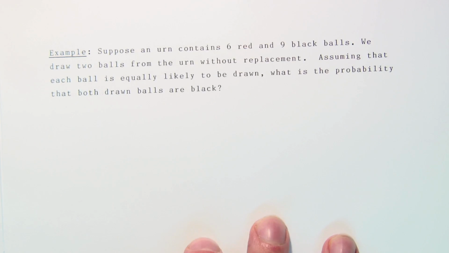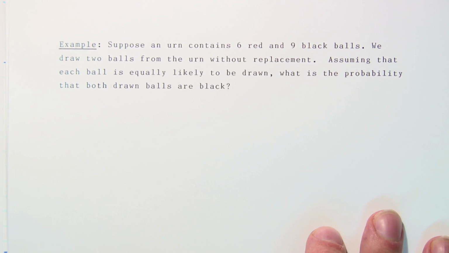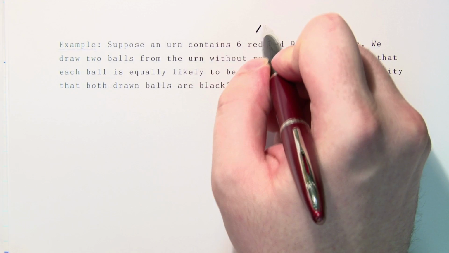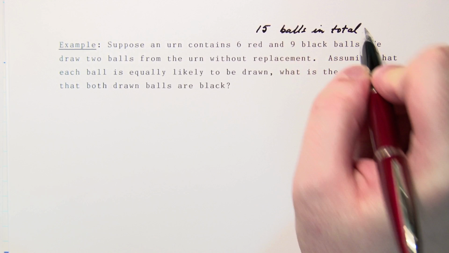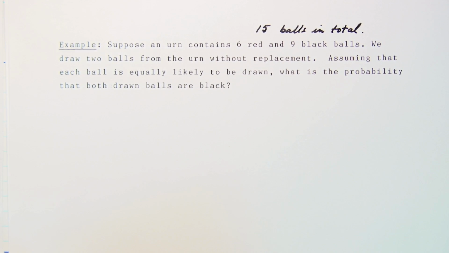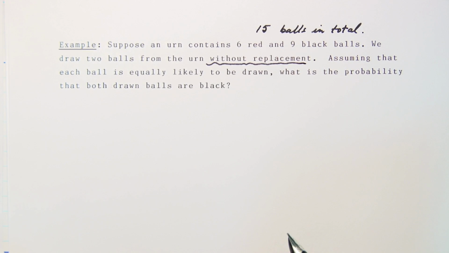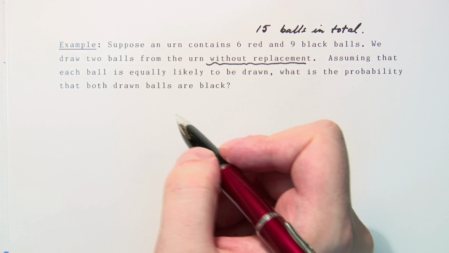Okay, so here's another question using conditional probability as well. So now this time I have an urn. It contains 6 red and 9 black balls. So that means in total 6 plus 9 gives me 15, so 15 balls in total. We draw 2 balls from the urn without replacement. So again, we're going to be using some idea of conditional probability. Assuming that each ball is equally likely to be drawn, what is the probability that both balls are black?